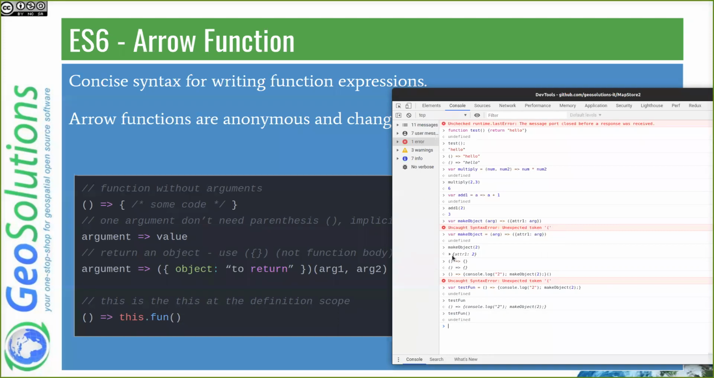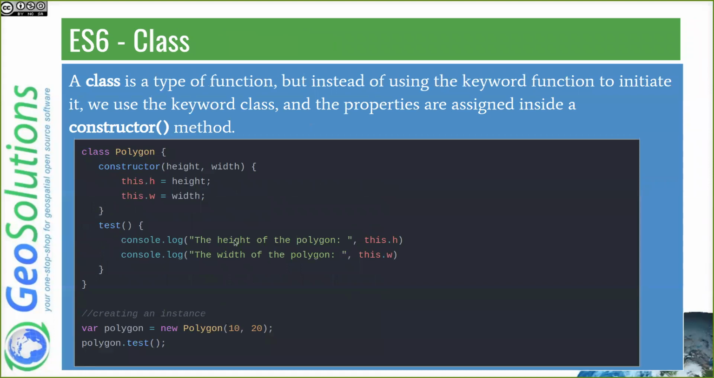And arrow functions have a particular definition of this. For those who have seen the old JavaScript, they have seen that the definition of this in JavaScript is very complex because it depends on the execution context. Instead, in arrow functions, this depends on the definition context. So if I, for instance, create an arrow function inside a class, the scope is the definition scope.